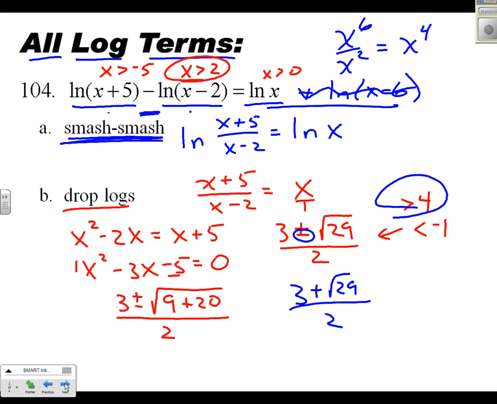You should expect the very, very real possibility of a domain violation. In this case, a number less than negative 1 would not work here or here.